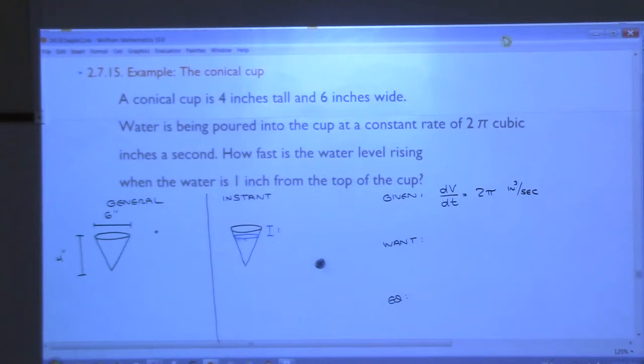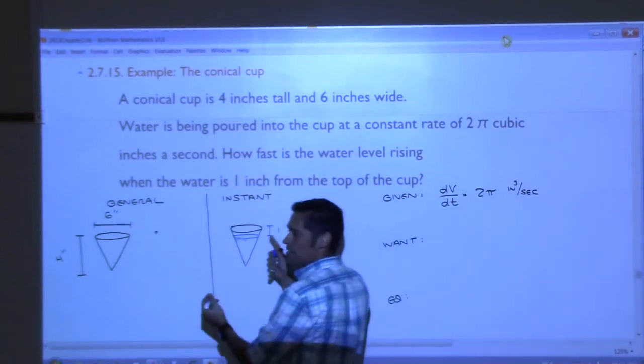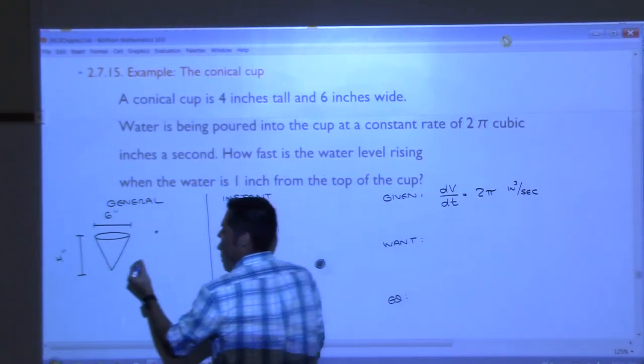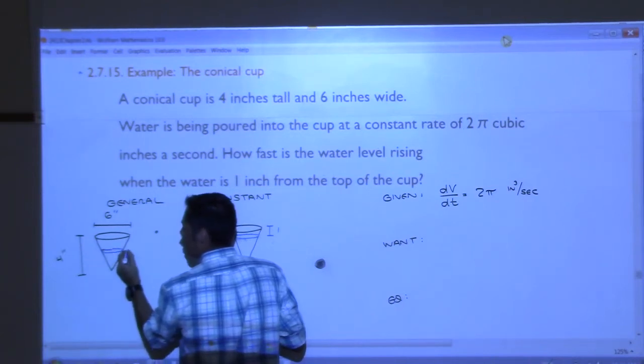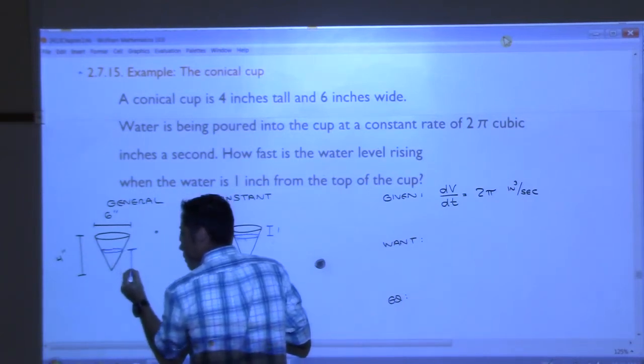What do I want? You want to know how fast the water is rising at 1 inch? How fast is the water level rising when it's 1 inch from the top? I don't have anything on any picture that shows my water level, except for the instant in time. But in my general picture, I don't show a water level. So I better go put a water level in there, right? And it's not 1 inch from the top. It's moving, right?